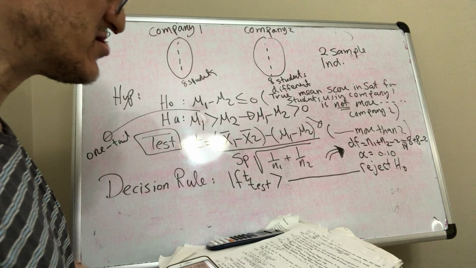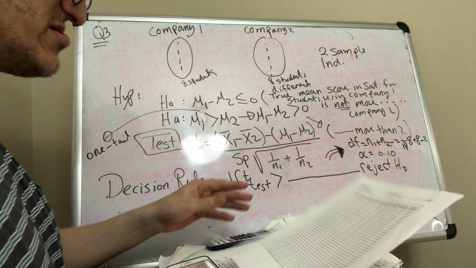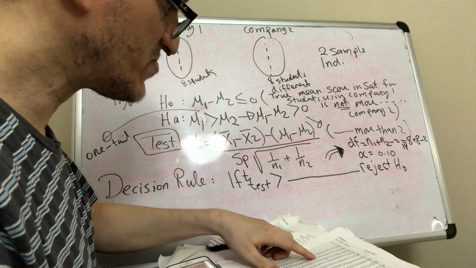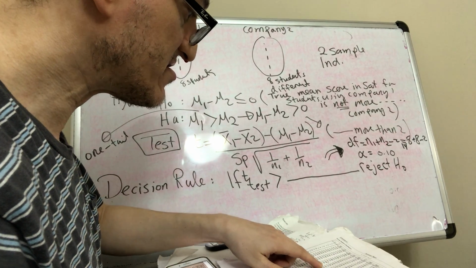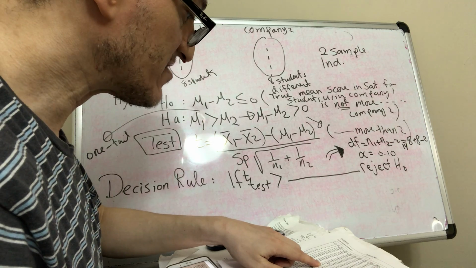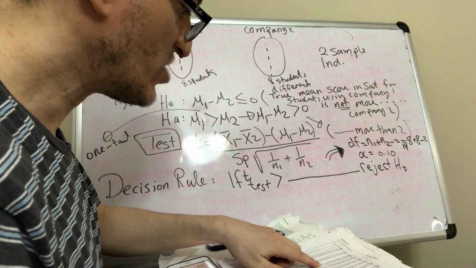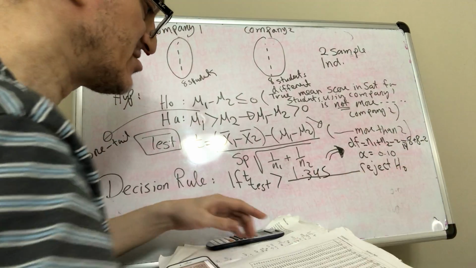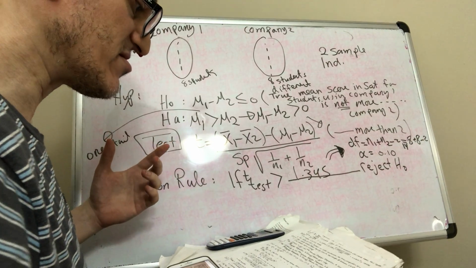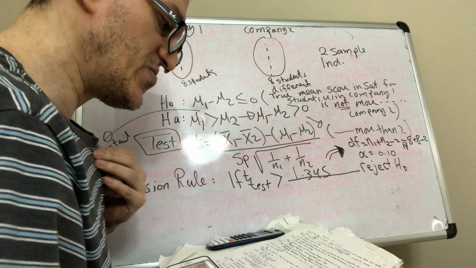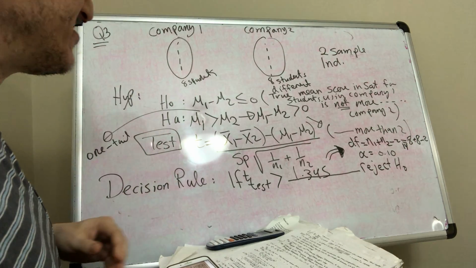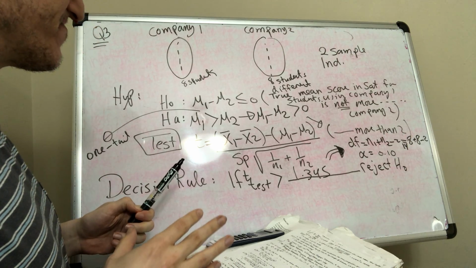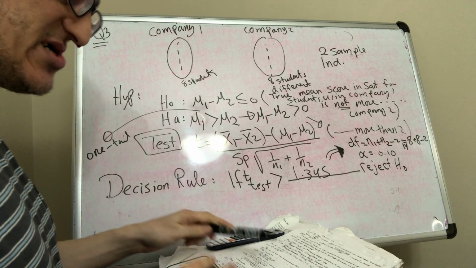So you go to your T table. I'm going to use this T table. Go down to degrees of freedom 14 with 10%, one tail. The number is 1.345. So the number you get from the table would be 1.345. Okay. Once you're done, it's time to do the calculations.